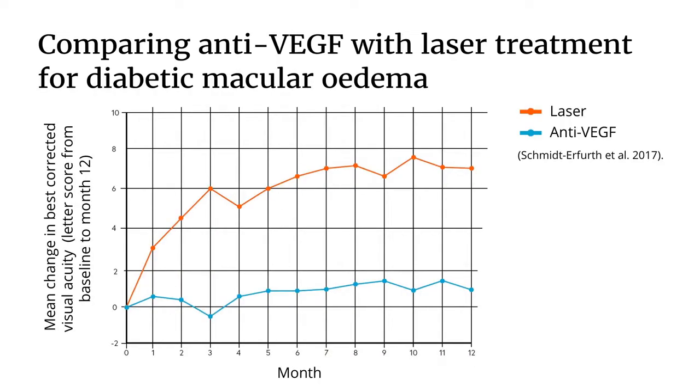Several trials have compared anti-VEGF with laser treatment for diabetic macular edema. People receiving anti-VEGF were approximately 4 times more likely to gain 15 or more letters of visual acuity at 1 year compared to people who received laser treatment. They were also 90% less likely to lose 15 or more letters of visual acuity in 1 year. Anti-VEGF treatment is much more effective than laser for treating diabetic macular edema. The challenge is to make it more universally available in low and middle-income countries.